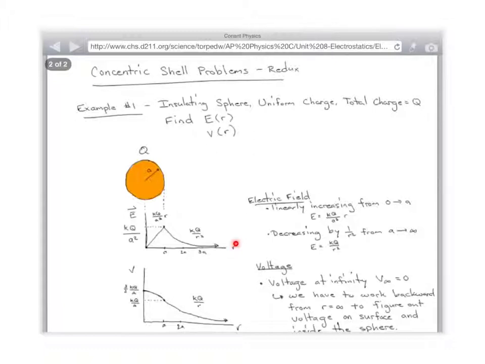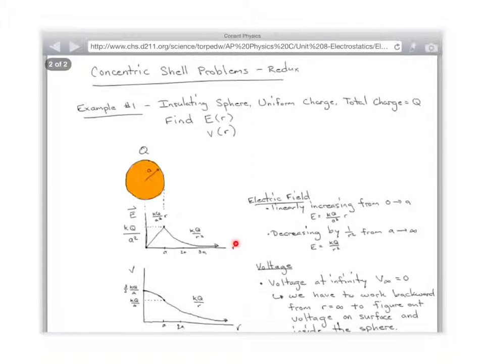Okay, I don't know. What's the electric field inside the ball? Zero. So if there's no electric field, that means the voltage isn't changing, right? So in the middle of the ball, guess what the voltage is? 50,000 volts. Everywhere inside that ball, the potential is at 50,000 volts.